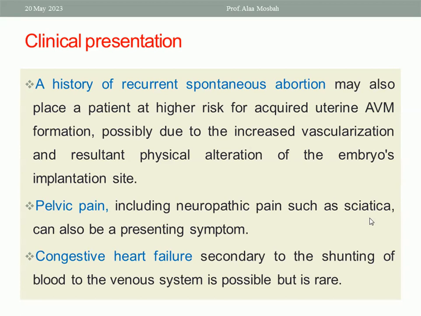What else in clinical presentation? Pelvic pain, including neuropathic pain such as sciatica, can also be a presenting symptom. Also, congestive heart failure, although it is rare, may happen, secondary to shunting of the blood to the venous system if there is a major arteriovenous malformation in the uterus.